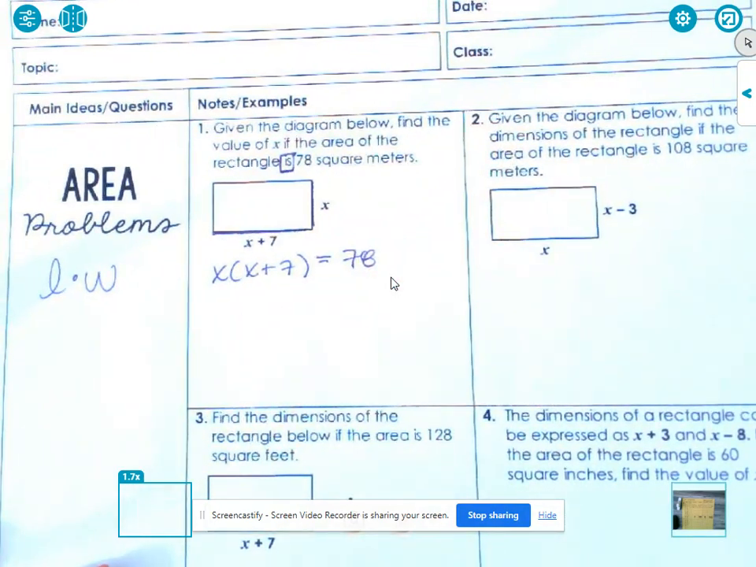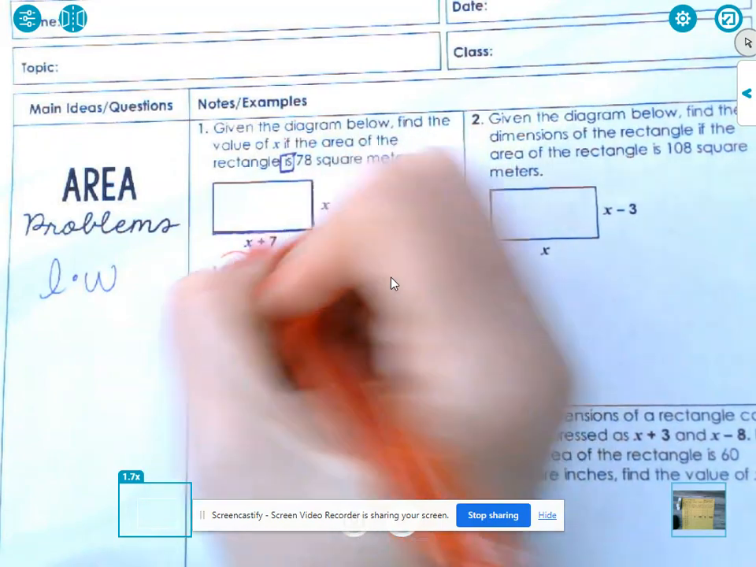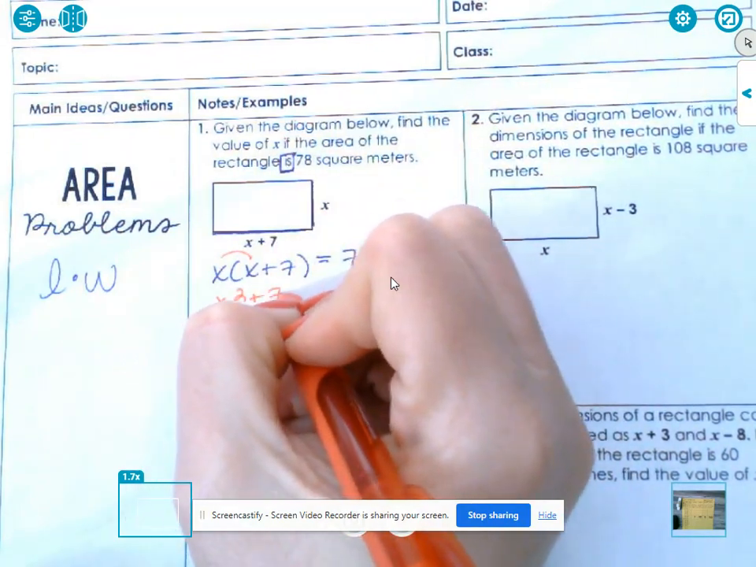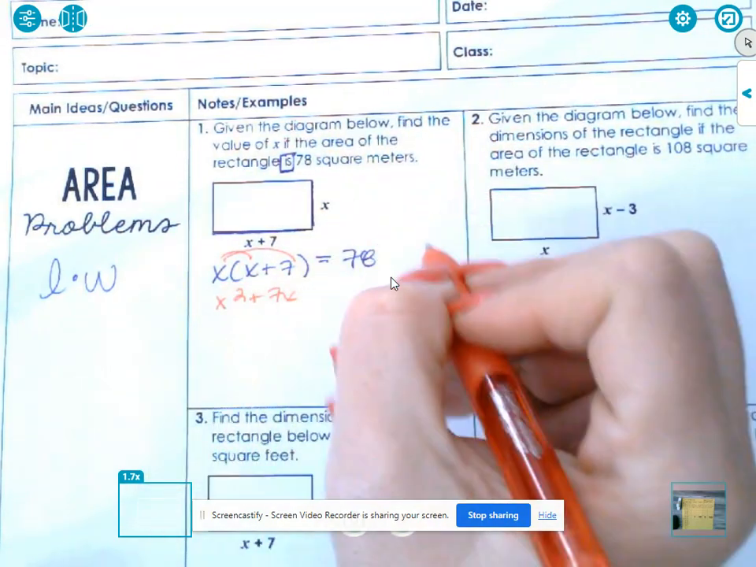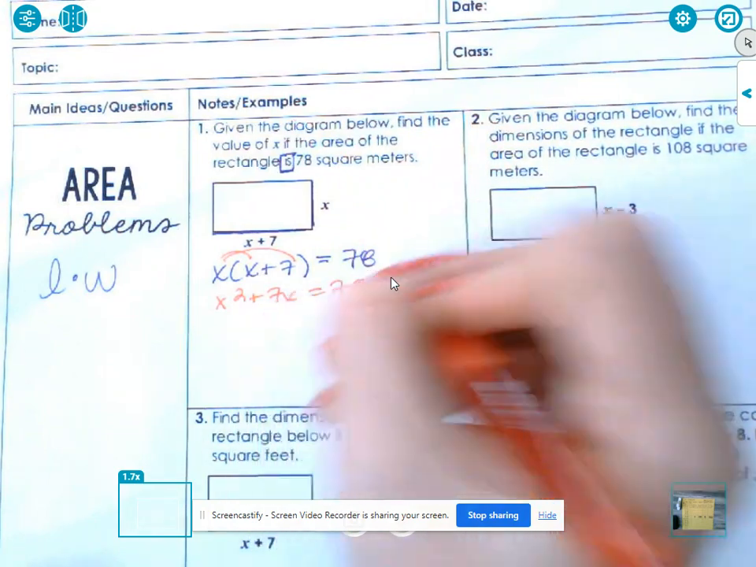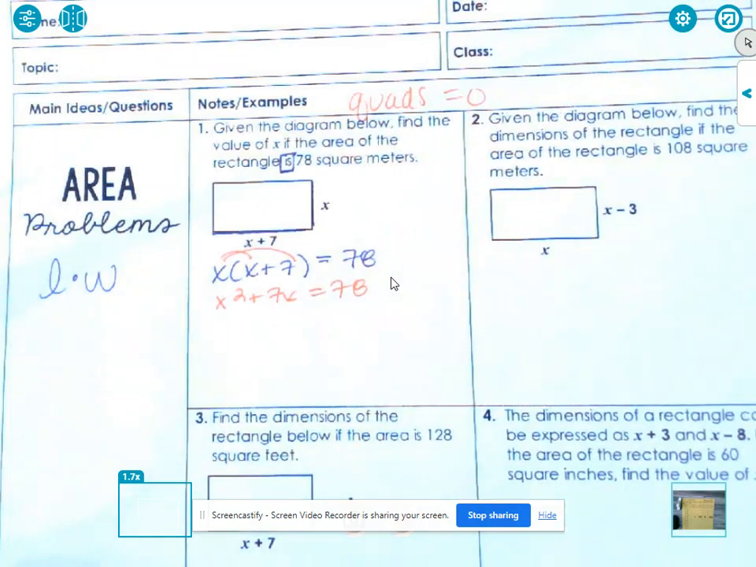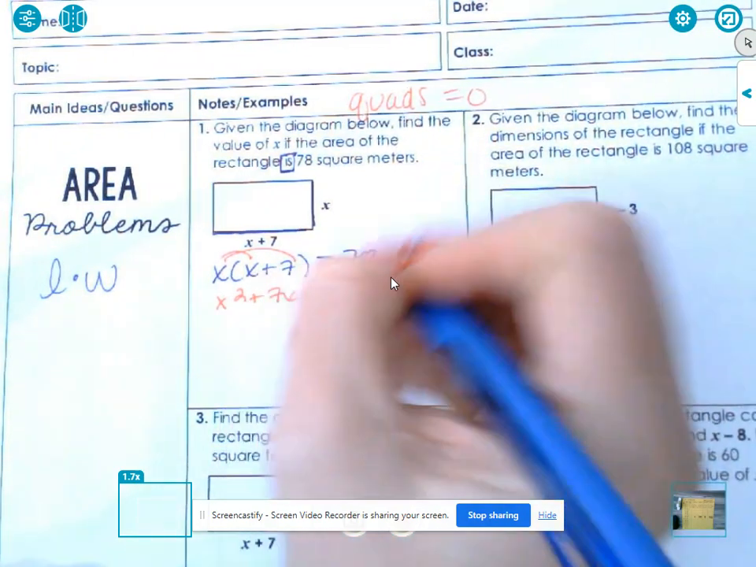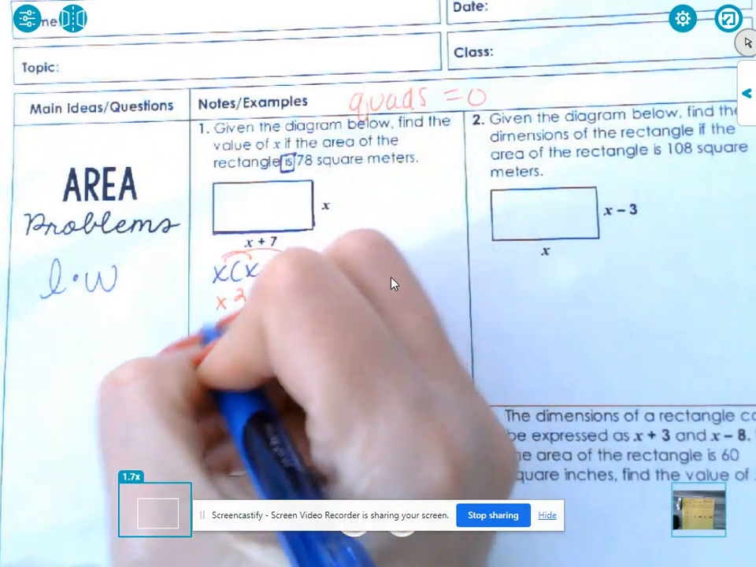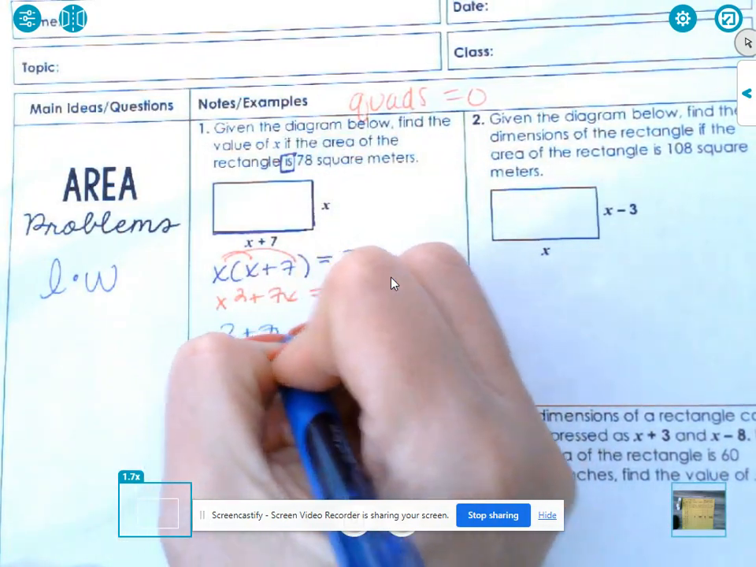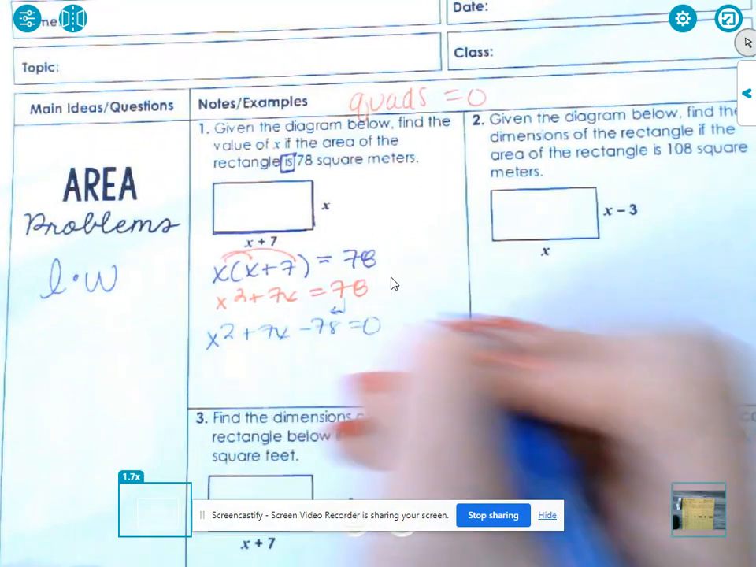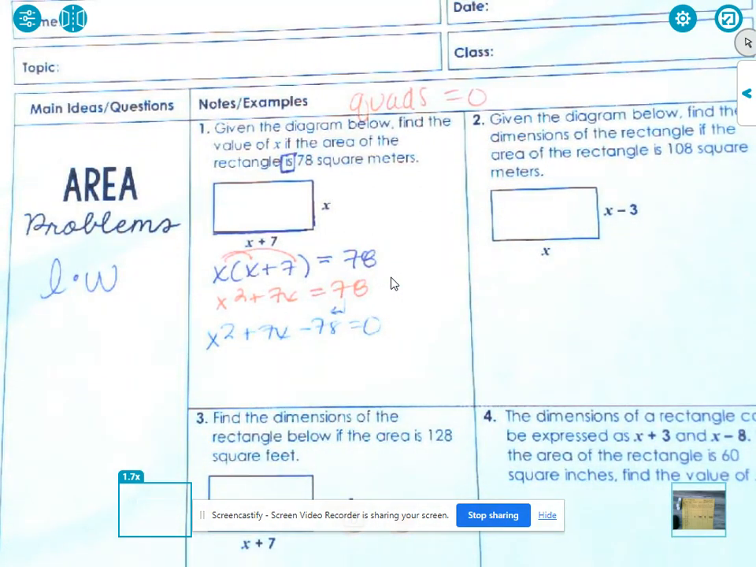So we're going to do what we normally do on the left-hand side. We're going to distribute, which gives me x squared plus 7x. And we always want quadratics equal to 0. That is very important. So to do that, we're going to move that 78 over to the left, and it's going to be x squared plus 7x minus 78 equals 0.